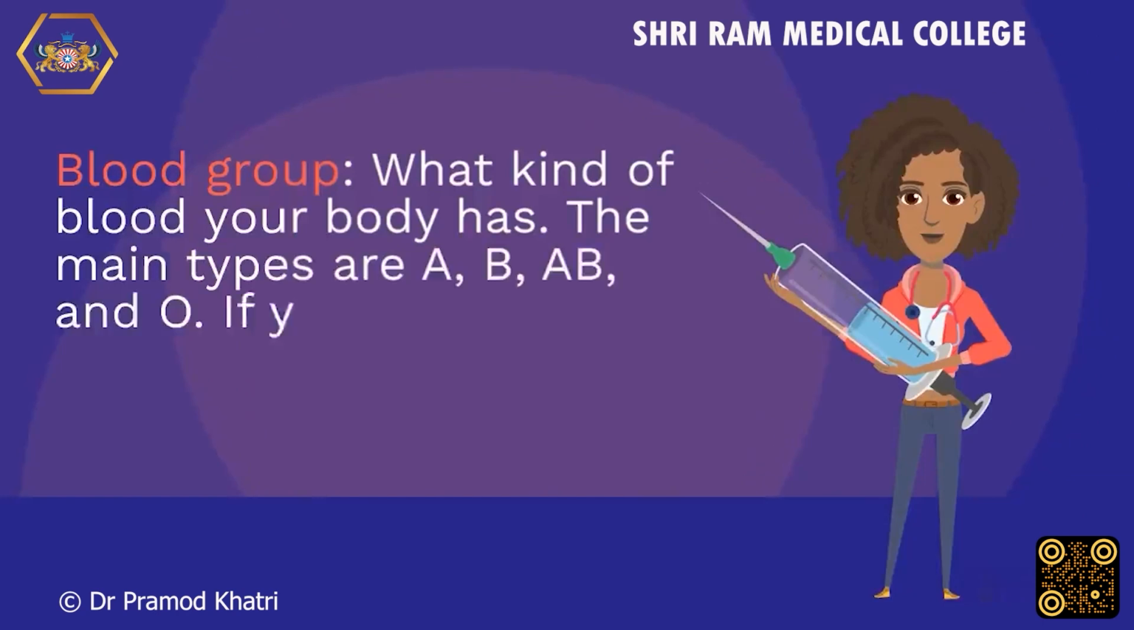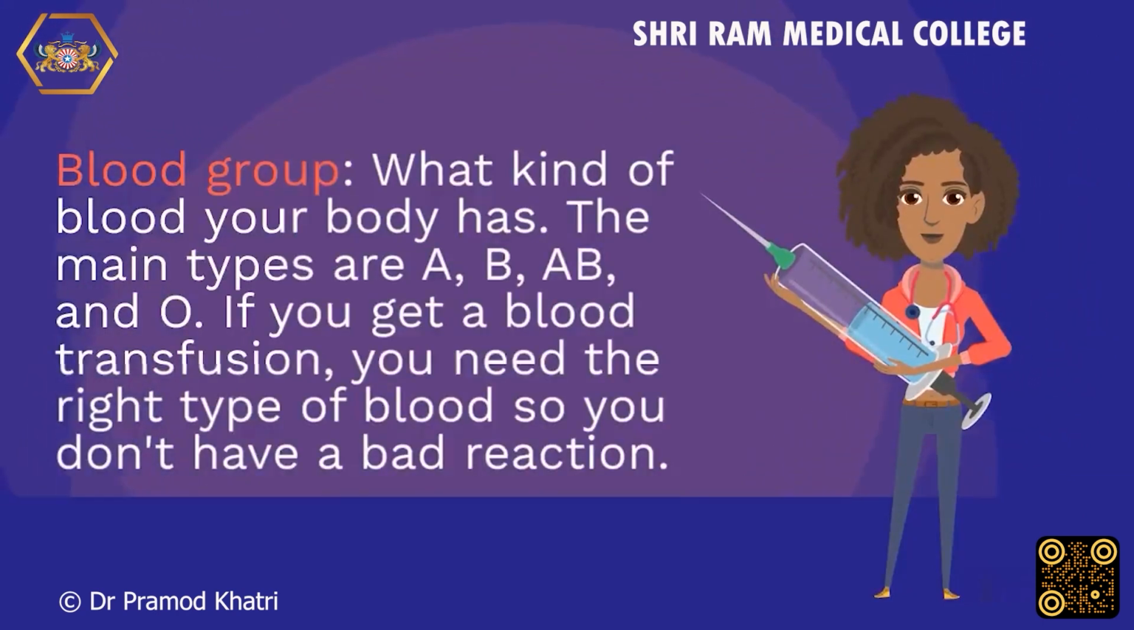Blood group, what kind of blood your body has. The main types are A, B, and O. If you get a blood transfusion, you need the right type of blood so you don't have a bad reaction.